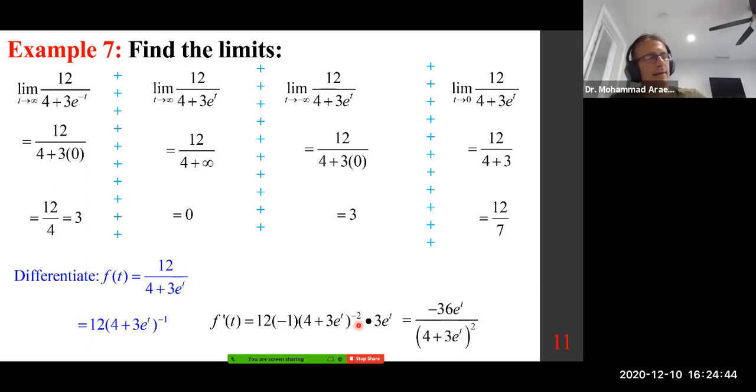Okay. And negative 36 e to the power of t over the quantity 4 plus 3 e to the power of t, squared. Okay.